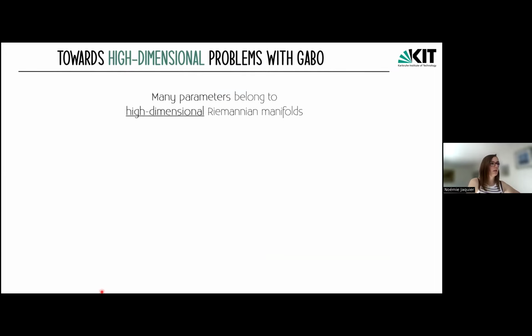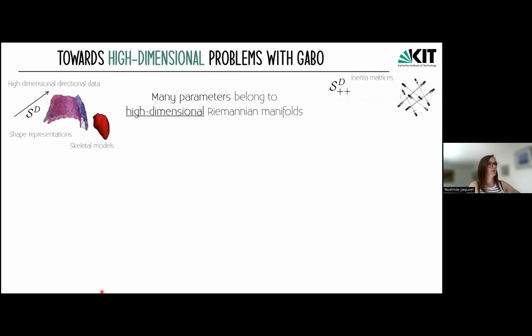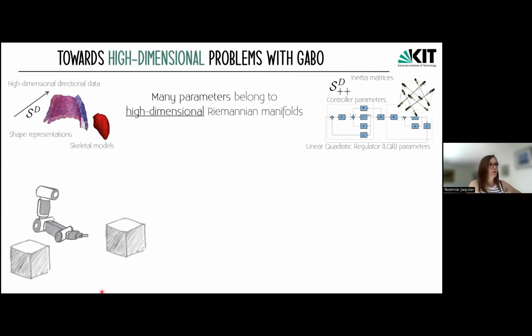We have many parameters that belong to high-dimensional Riemann manifolds. This is the case in machine learning, but also in robotics, typically for controller parameters or inertia matrices, which can be very high-dimensional symmetric positive definite matrices. In several examples, as you can see here, we don't need all the dimensions of those parameters to fulfill the task. In the case where we want to push blocks on a table, we can have those two stiffness matrices and the result will be exactly the same. The vertical dimension of the stiffness matrix doesn't matter here.